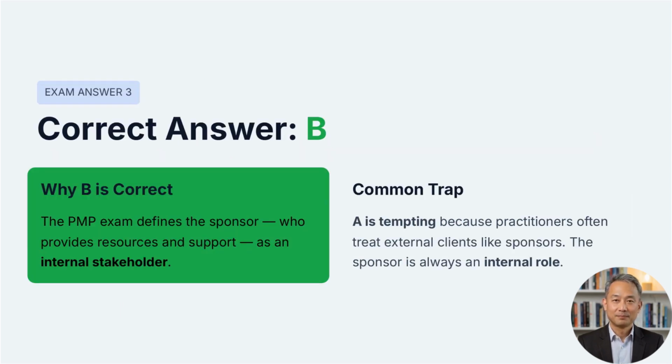Correct answer. B. The PMP exam defines the sponsor who provides resources and support as an internal stakeholder. Common trap. A is tempting because practitioners often treat external clients as sponsors, but the sponsor is an internal role.